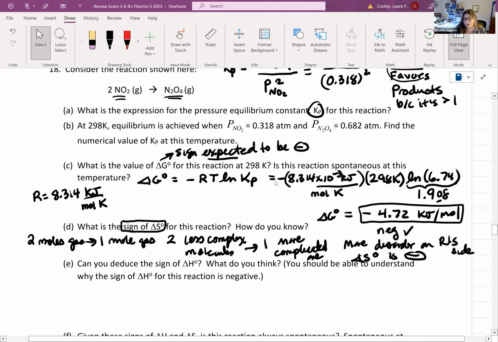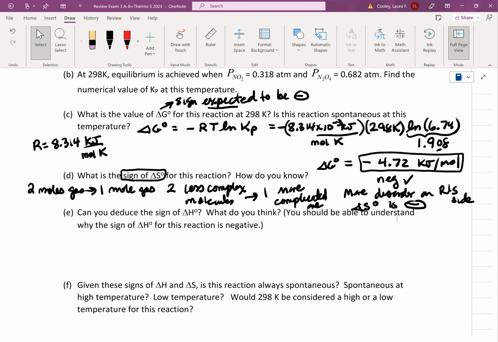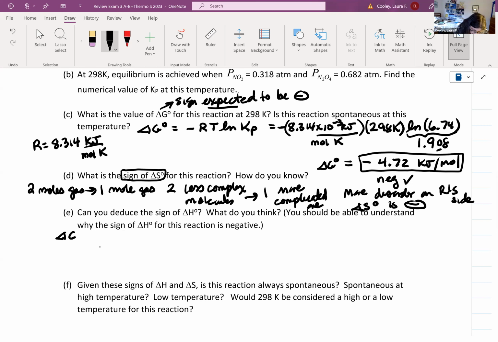Okay, makes sense, Blake? Yeah. Right, okay. So we have our equation here, delta G is delta H minus T delta S. We have already figured out that the delta G is negative. You know that the delta S is negative, so that this term here is positive.